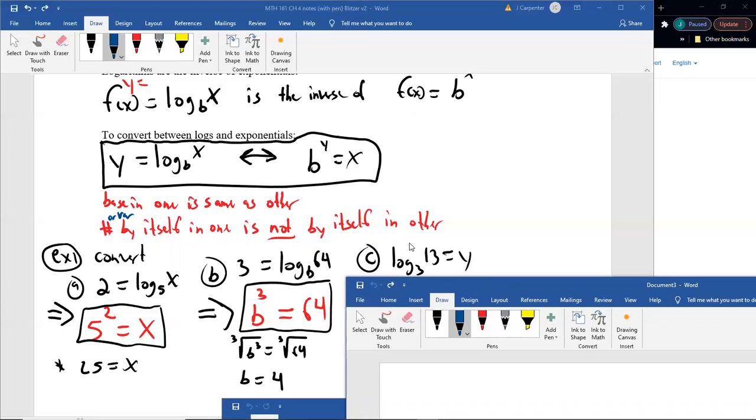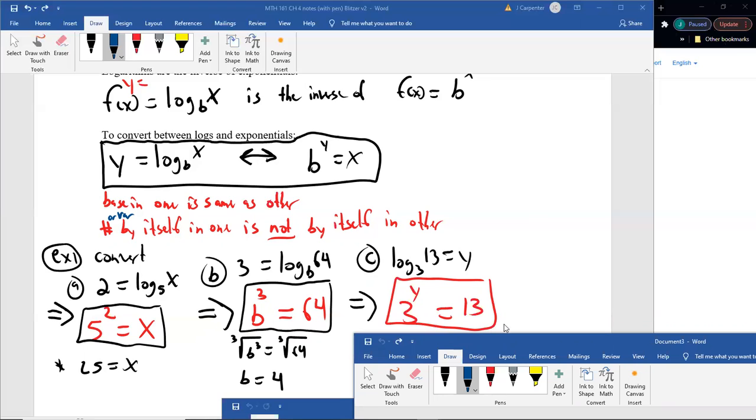All right, finally, C, log base 3 of 13 is equal to y. I could have had y equals log base 3 of 13. It doesn't matter which thing is on which side, but I wanted you to see it both ways. So the base of one is the base of the other. So 3 will be the base. It'll be 3 to the something equals something. Question is it 3 to the 13 or is it 3 to the y? Well, the thing by itself in this version can't be by itself again, so it can't be 3 to the 13 because that would make the y by itself again. It's 3 to the y equals 13.